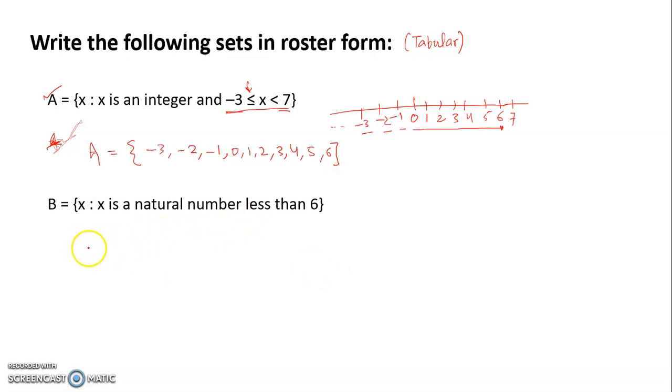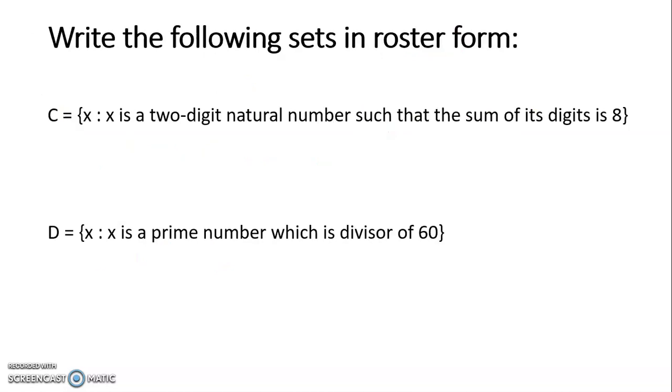Let us see the second set. B is equal to x such that x is a natural number less than 6. Again, very simple. What are the natural numbers less than 6? 1, 2, 3, 4, and 5. So easily all the elements of the particular set are listed and the set is represented in a roster form. Let's see the next example.